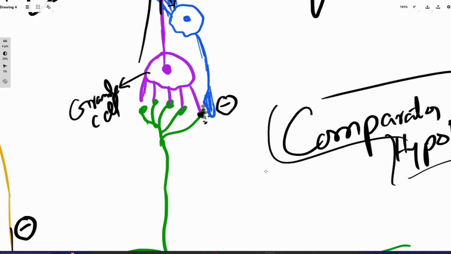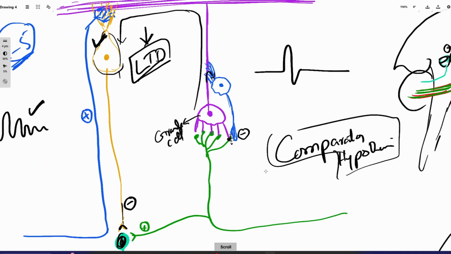So this is actually feedback inhibition, which prevents excessive stimulation. The Golgi cells prevent the excessive stimulation of the granule cells by the mossy fibers. So mossy fibers stimulated granule cells, and granule cells in turn inhibit this connection with the help of these Golgi cells. So Golgi cells are inhibitory.